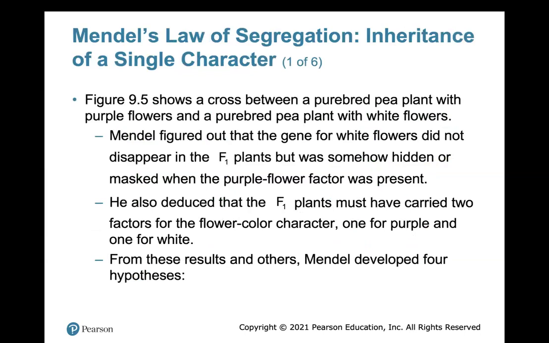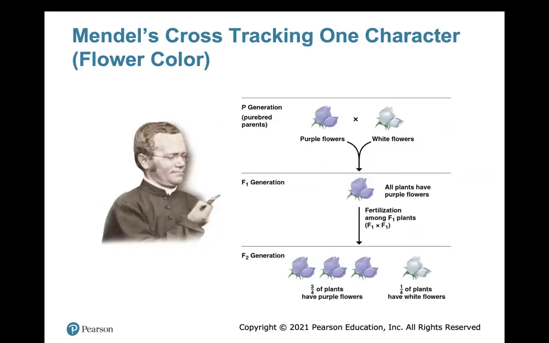So I'm going to show you the pictures a little bit of how he cross-tracked one character. He took purple flowers and white flowers in the purebred parents to get all plants with purple flowers, showing that purple would be the dominant trait. And then he would fertilize among the F1 plants to get the F2 generation to show that three-quarters of the plants would have a purple flower, but a quarter of the plants would actually have a white flower as the recessive trait.